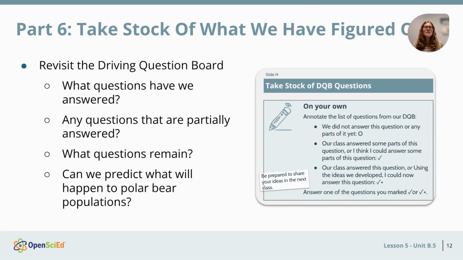Part 6, we're going to take stock of what we have figured out. So we're going to revisit the driving question board, looking at what questions we have answered. All right, let's put a check next to those. Are there any questions that are partially answered? Maybe we circle those questions. And what questions still remain that we haven't investigated yet or haven't figured out? And finally, can we predict what will happen to polar bear populations?